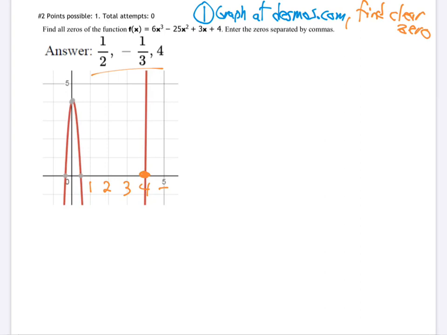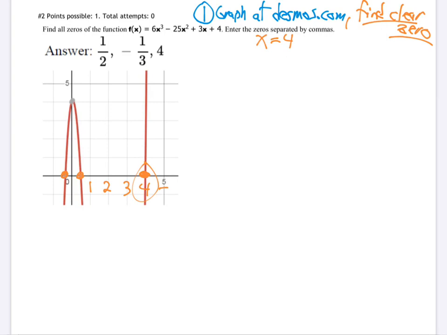The other ones aren't as clear. This is somewhere negative. This is somewhere positive, maybe a half. We can see up here it's negative a third and positive a half. But we wouldn't be 100% sure. But the 4, we're 100% sure. Smack dab right at 4. That's a clear 0. So we start off with that. X equals 4, that clear 0.